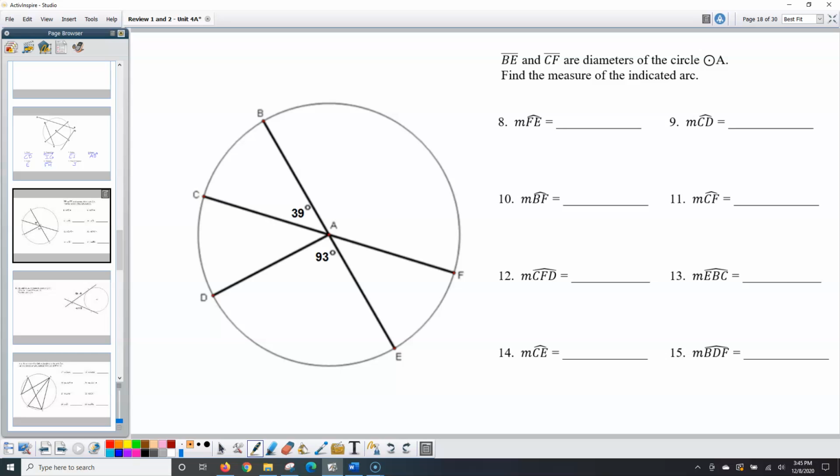Similar problem here, except we got some different numbers. So arc FE. FE would be right here. It's our vertical angles, so that is 39. And arc CD. CD, I'm going to cut the circle in half right here and say 180 minus the 39 and 93. 180 minus 39 and 93 is 48.